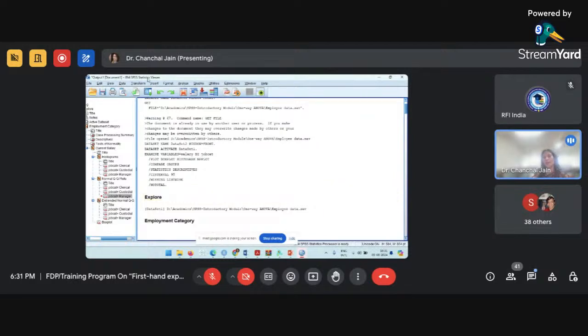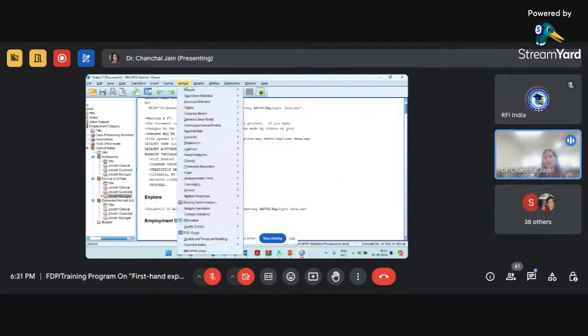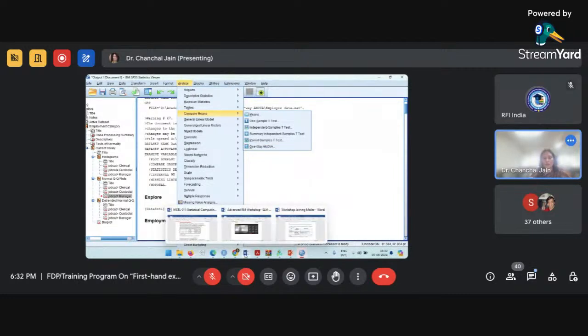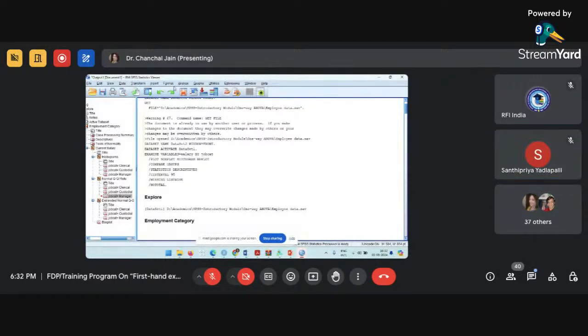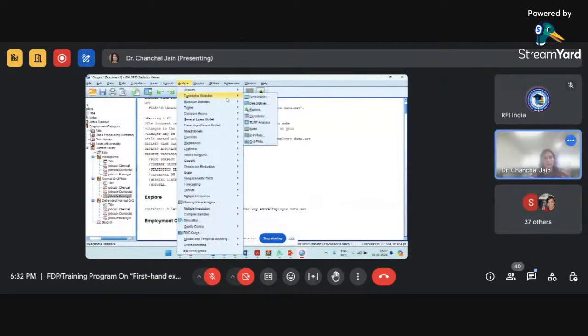So for performing the ANOVA, you need to go to Analyze, go to Compare Means, and then select One-Way ANOVA. So you can note it down or take a snap of this: Analyze, Compare Means, and One-Way ANOVA. I hope you found it. Yes, ma'am.